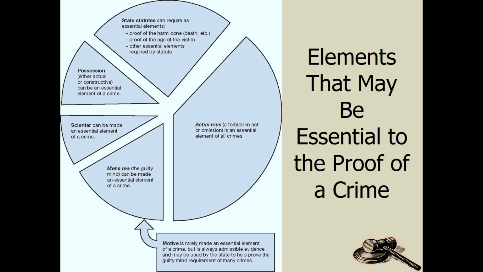Okay, so these are elements that may be essential. We can look at state statutes that talk about things you've got to know, like proof of harm or the age of a victim, because, for example, you'll have different statutes that say it's assault on a child under 12. Gender can be important, or identity can be important. You've got actus reus, you've got mens rea, you've got sinister, and sometimes you've got possession as something to talk about. We'll hit that a little bit more later in the class.